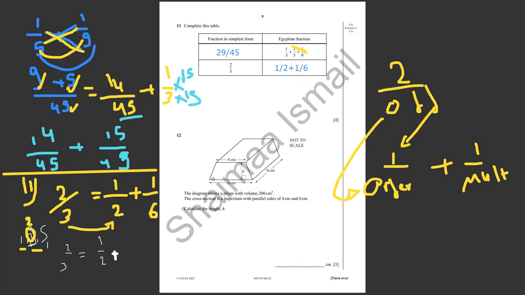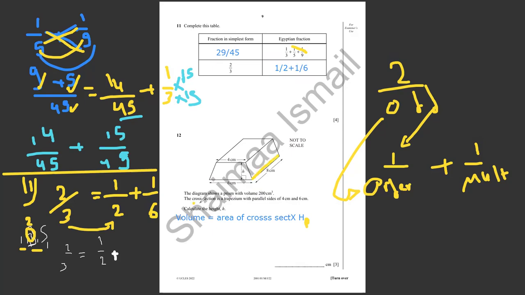Okay, the diagram here shows a prism with a volume. Remember, volume equals the area of the cross section multiplied by the height of the prism. Okay, so let's write this as the height of P. We don't know that, because here we need the height of the prism.